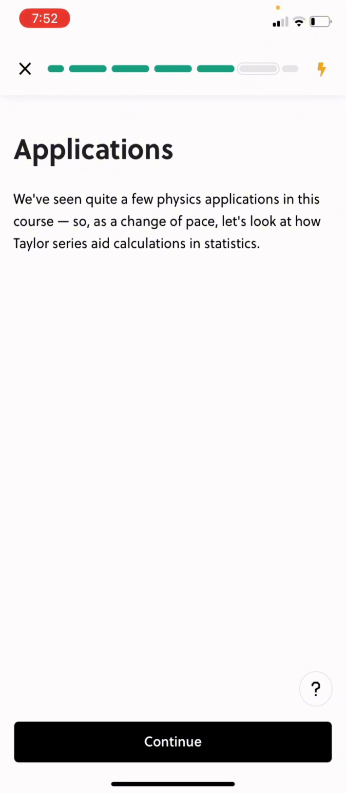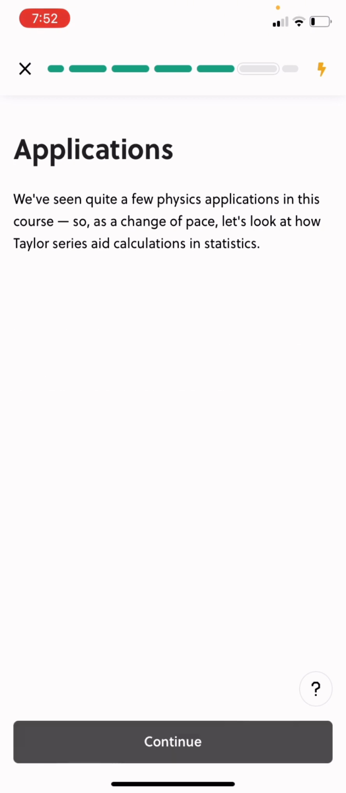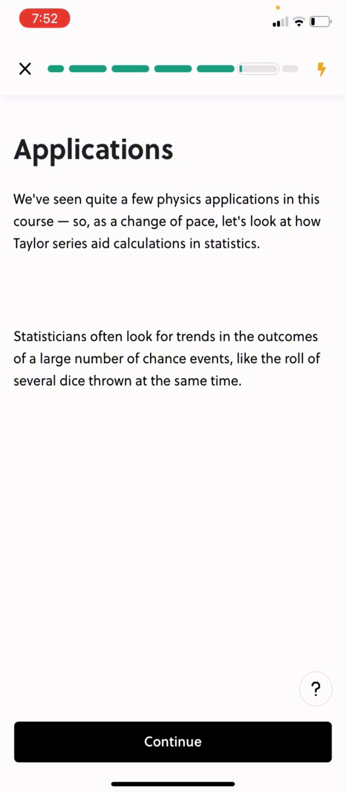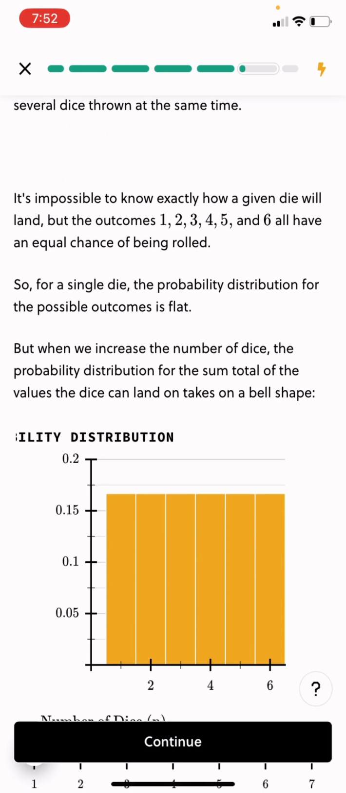So now we're going to end off with applications. We've seen quite a few physics applications in this course. So as a change of pace, let's look at how Taylor series aid calculation in statistics. Statisticians often look for trends in the outcomes of large numbers of chance events, like the roll of several dice thrown at the same time.